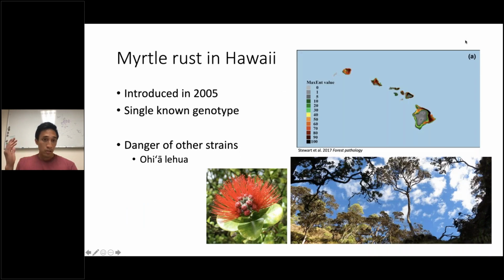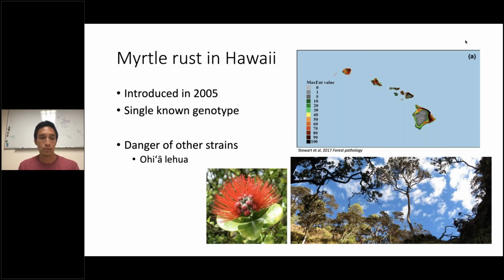All right. So just a slide on some background about Myrtle Rust in Hawaii for those who are unfamiliar. Myrtle Rust was introduced in 2005 onto the island of Oahu, and within 8 months, I think, it quickly spread throughout the entire island chain. But luckily, similarly to a lot of other countries in the Pacific, there's only a single known genotype currently inhabiting the state, which is the pandemic biotype.